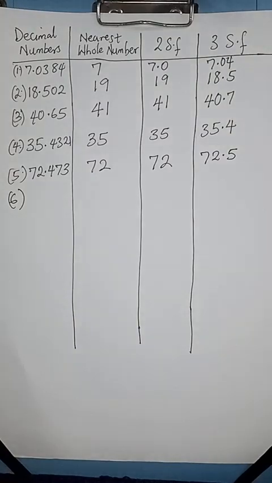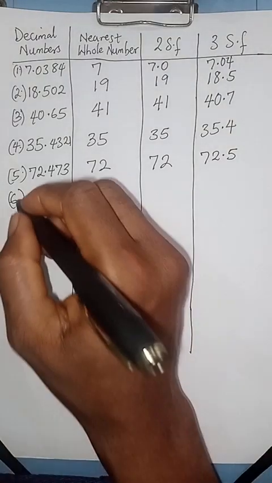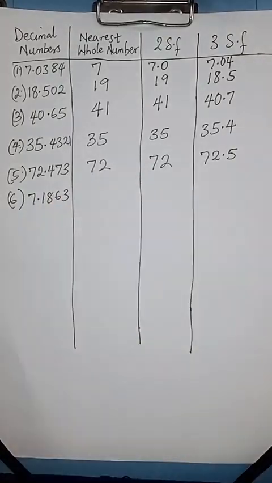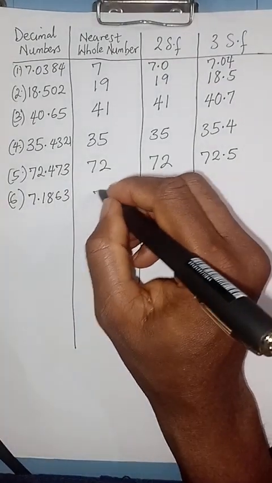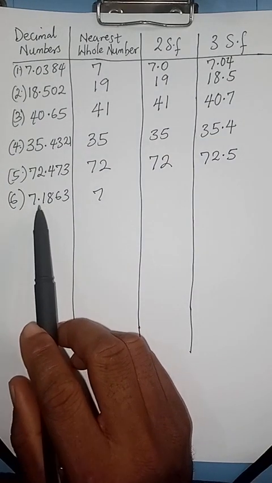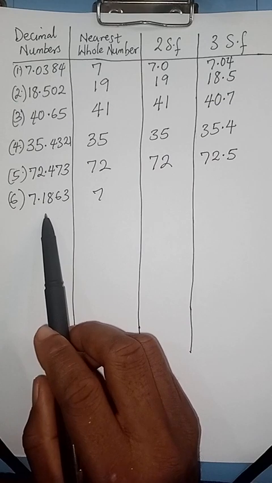Now let's try number 6. Here I have 7.1863. To the nearest whole number, 7. You know why it is 7? Because 1 cannot be used to round up, but rather to round down.